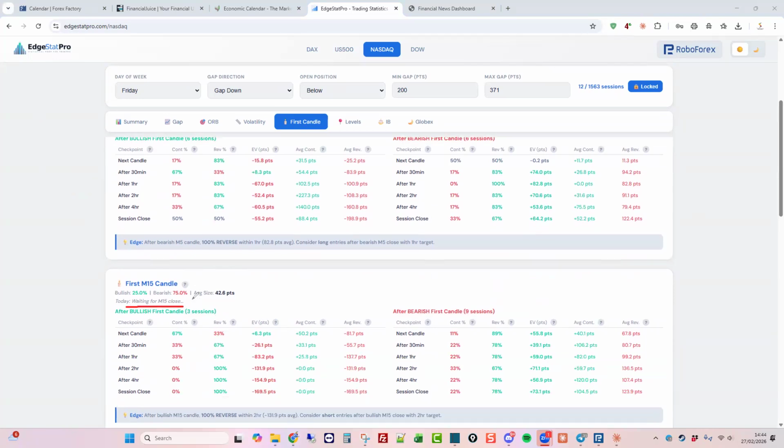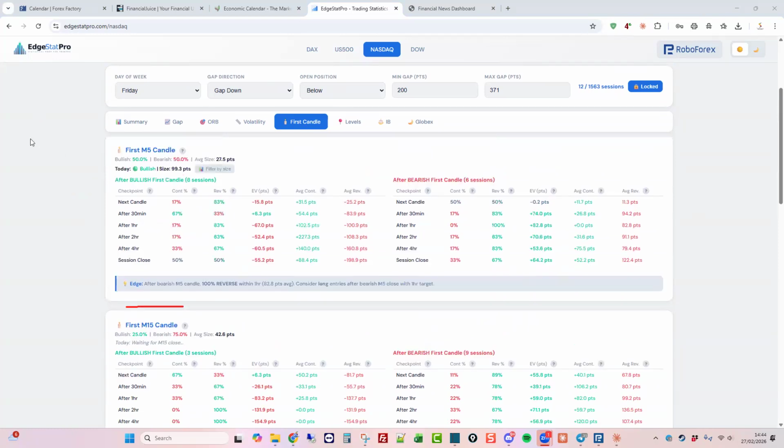We're waiting for the M15 candle to close. We haven't got that data yet, but we have got the 5-minute data. So I'll show you what it means on here until we get the 15 in, which should land any second. The first M5 candle, 50% of the time is bullish, 50% of the time is bearish. We know the market's binary. That's pretty standard stuff. On average, the typical open on 5 minutes is 27 points. Today, we opened with 99 points. So today's open is 3 times larger than normal.